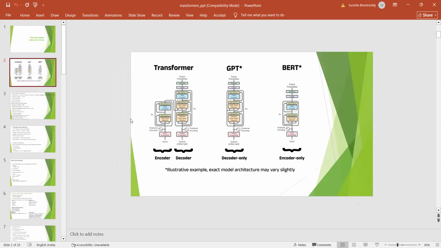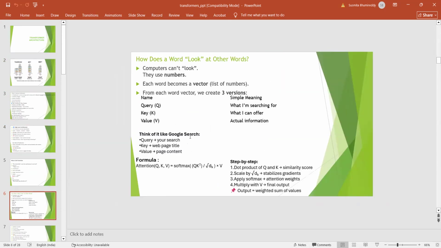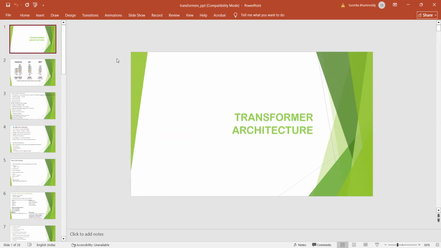So we have discussed what a transformer is, what the use of the transformer is, why we are using this transformer. What is the transformer architecture, like encoder, decoder, what is an encoder, what is a decoder architecture, what happens in the encoder, and then what happens in the decoder. So this is the transformer architecture.